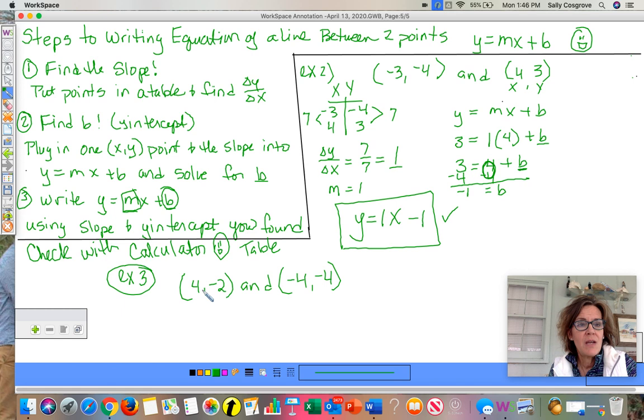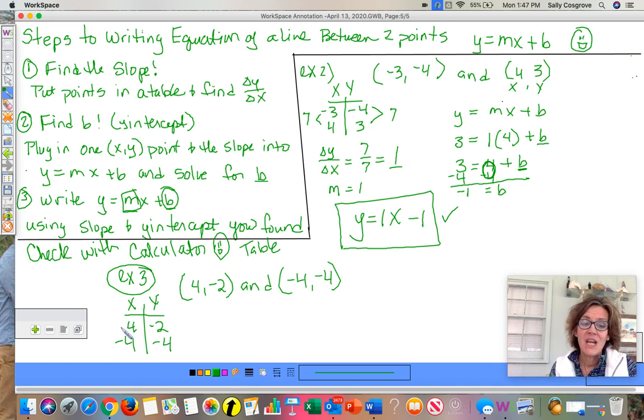So the first thing we need to do is find the slope. Put the points in a table and find the change in y over the change in x. So I'm going to come right over here. Here's my table, x and y. So 4, -2, and then -4, -4.